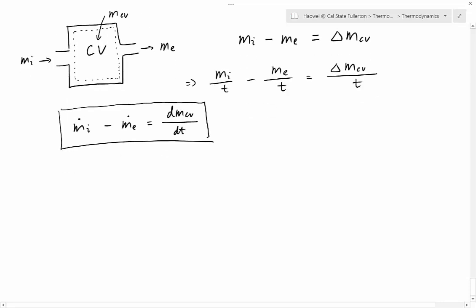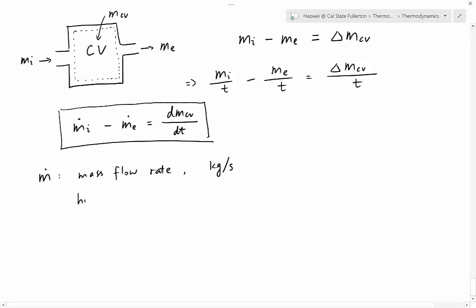Okay, so now let's talk about it more. First of all, m dot has a name. M dot is called mass flow rate. And what should be the SI unit for m dot? Because m dot is equal to m over time, the SI unit for m is kilogram, divided by time, the SI unit for time is second. So kilogram per second is the SI unit for mass flow rate m dot.